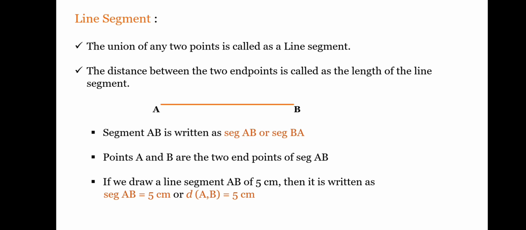Now when I give you two points A and B, and when we join these two points, then segment AB is formed. Segment AB can also be written as segment BA. It has two end points, point A and point B. It has a fixed length, right? So if the distance of point A from point B is 5 centimeters, then the length of segment AB is also 5 centimeters.